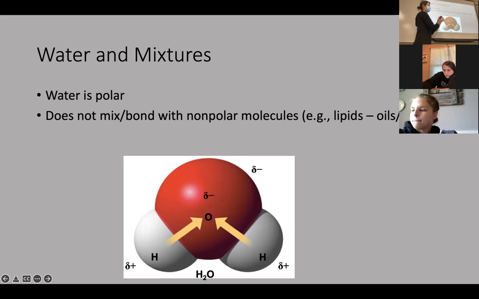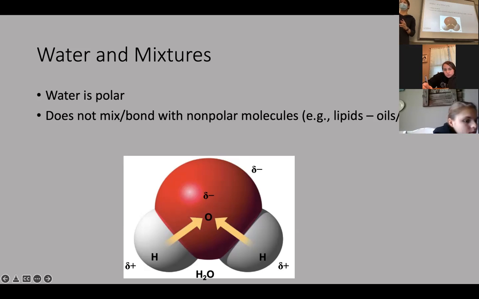So it pulls them closer to it, making the oxygen side of the molecule slightly negative and leaving the hydrogen side of the molecule slightly positive. That's polar. It has a positive pole and a negative pole. Polar molecules only mix with polar molecules. Polar and nonpolar does not happen.